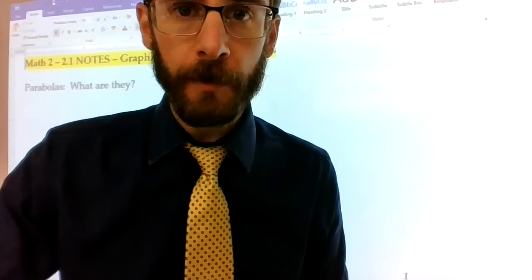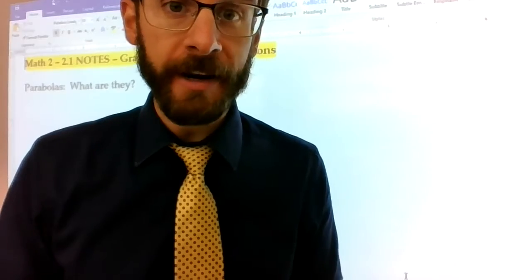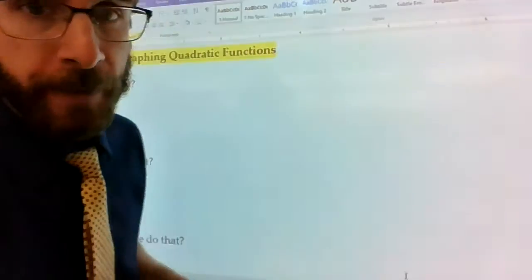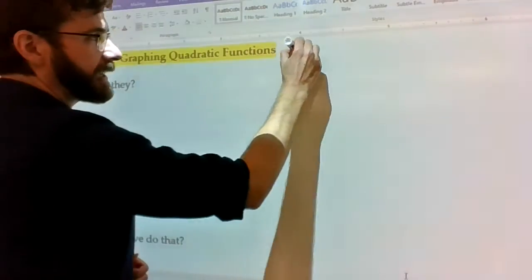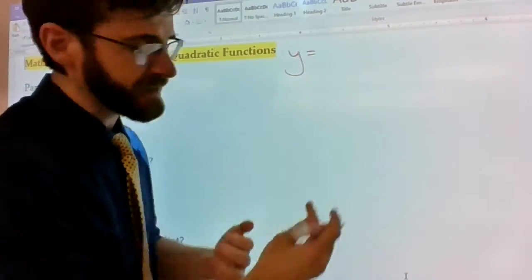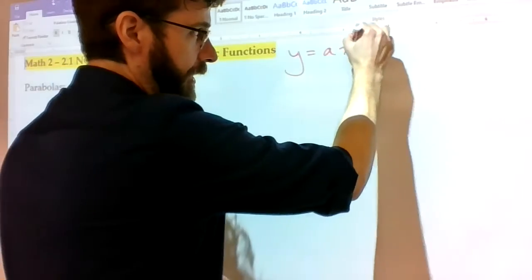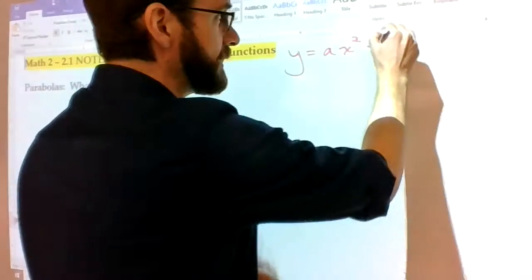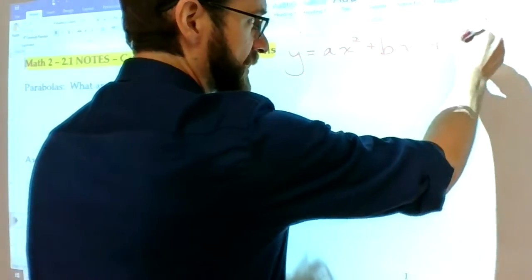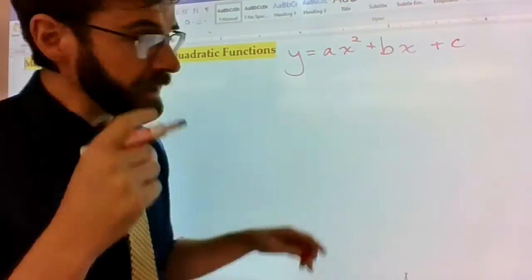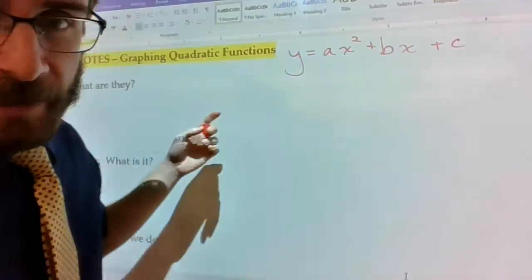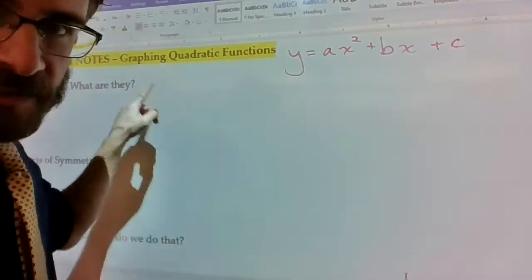It's all about how to graph quadratic equations, which are ones that bear the form y equals some constant a times x squared plus some constant b times x plus a constant on its own. So anybody who bears this form is gonna be talked about in this section.